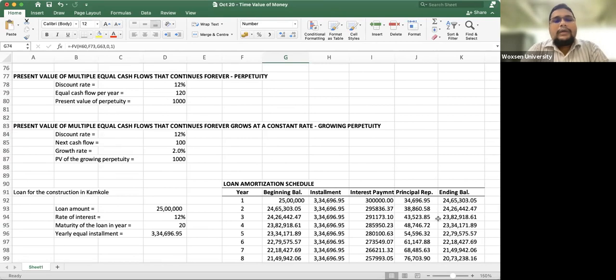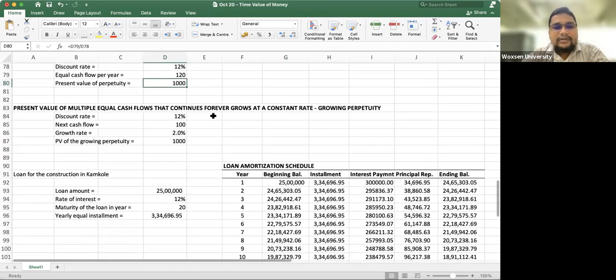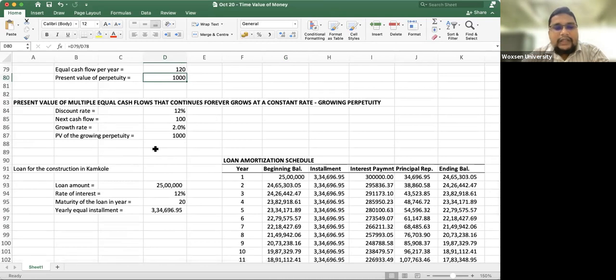Okay, now perpetuity, we have already discussed that. Perpetuity is the case where the annuity never stops. The annuity is continuing forever. It will never stop. So the formula is very simple. Just equal cash flow divided by the discount rate. We have already discussed.